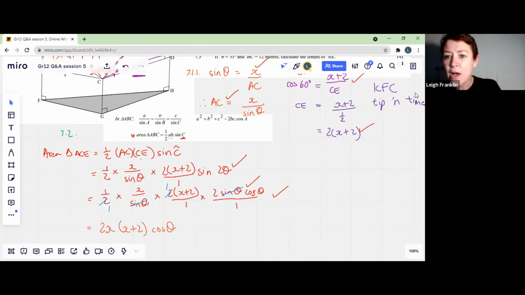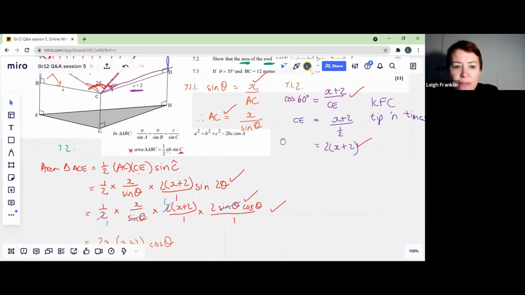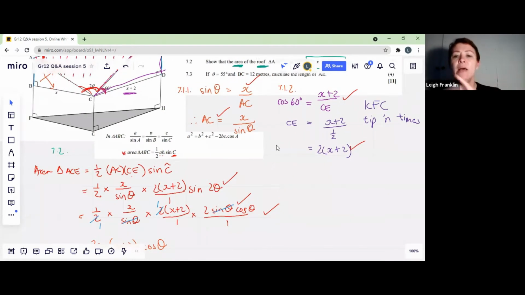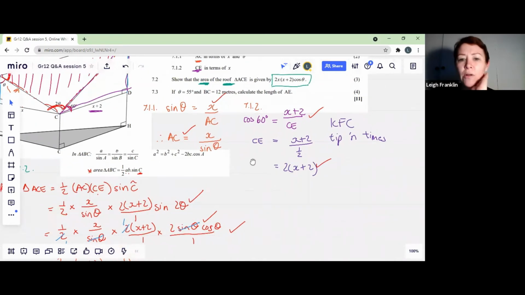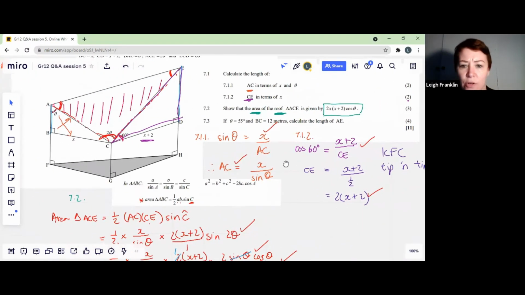All right. Okay, let's carry on with the next question. They've told us 7.3. Now they give us something. They say to us, if theta is 55 and BC is 12, calculate the length of AE. Let's go back and have a look at the diagram. So AE is a side in triangle ACE, the triangle we've just been working in. We know something about this angle over here.